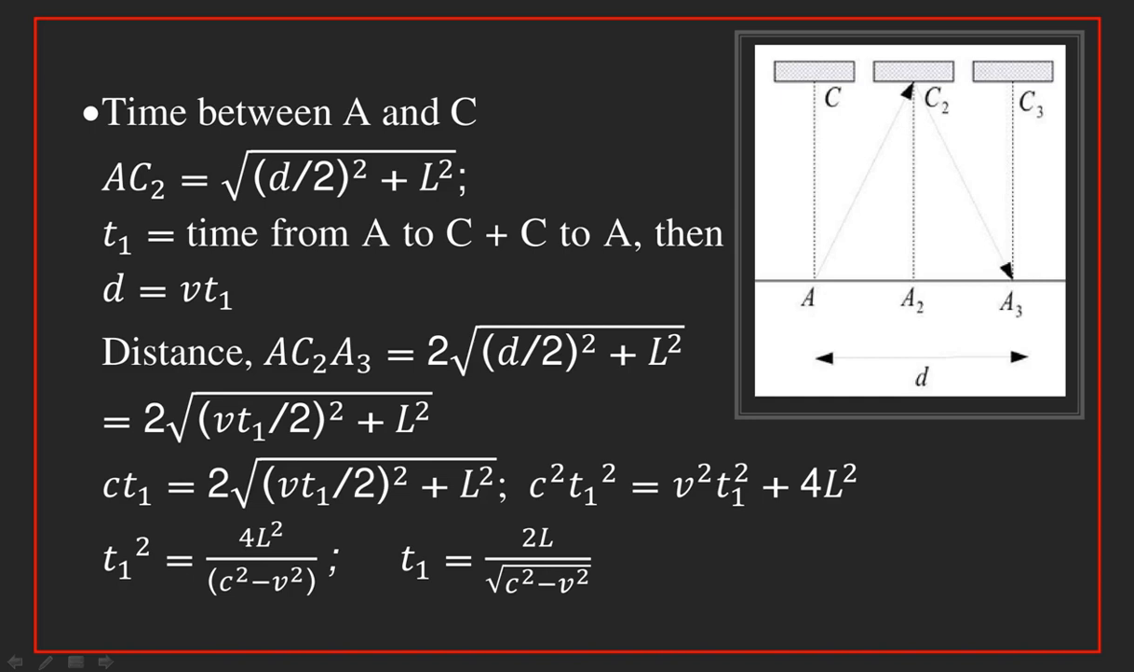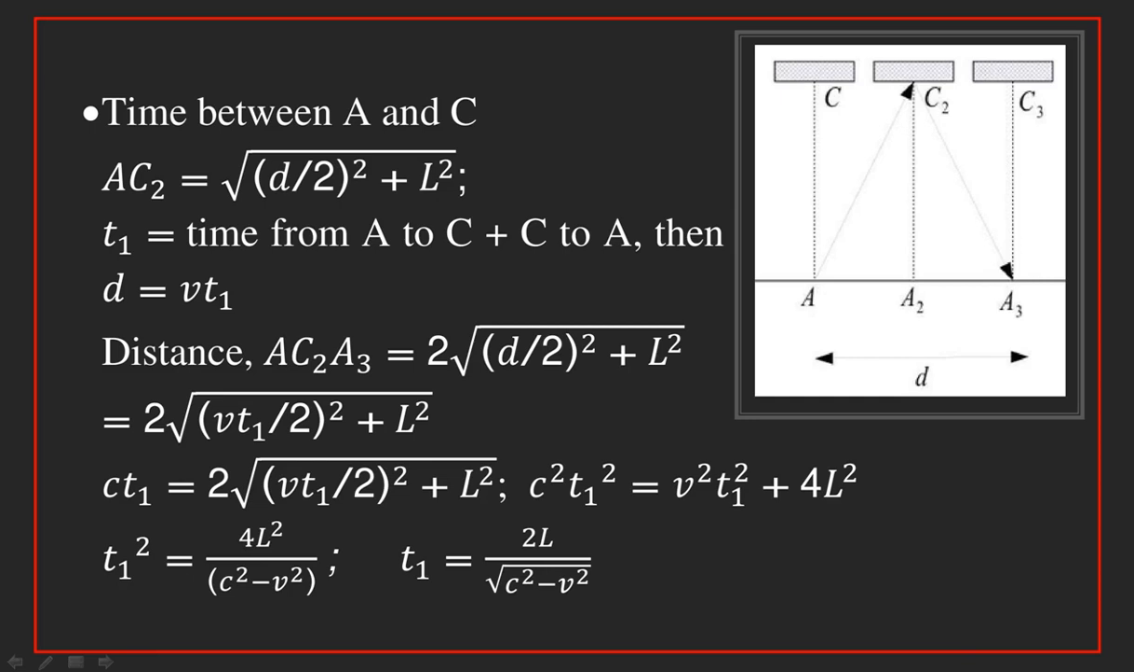So the time taken between A and C is what we have to find. For that we will find the distance AC2. Now the distance moved by the beam splitter, or the distance moved by Earth during this time interval, is equal to small d. So as the total distance is small d, the half distance will be d by 2. So we get AC2 is equal to root of (d by 2) square plus L square, because this distance here is L.